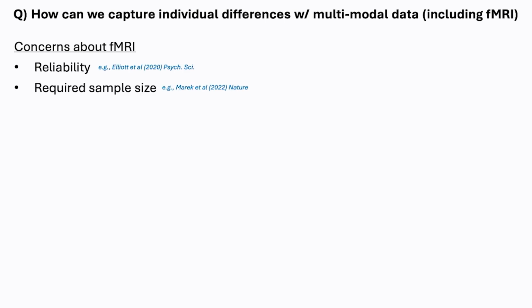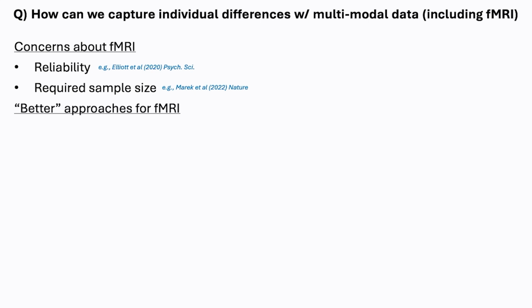Regarding the clinical or practical utility of fMRI, this is the question that I've been wondering. And as you know, we have certain concerns about fMRI, like its low reliability. Reliability is, as you know, important because it's essentially the upper limit of what we can predict with a measure. And we need a lot of samples to achieve good performance according to previous studies.